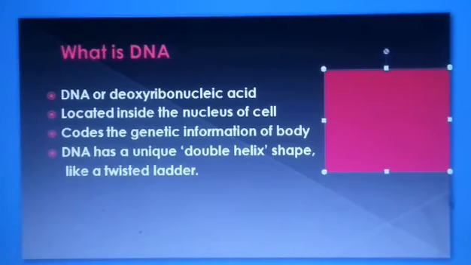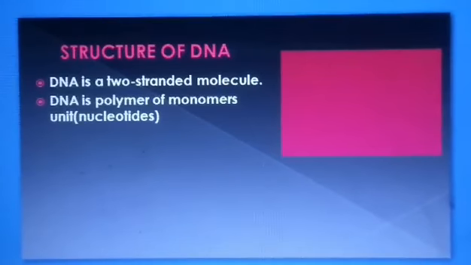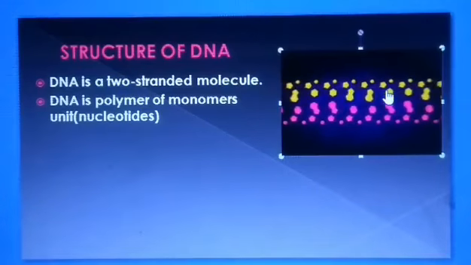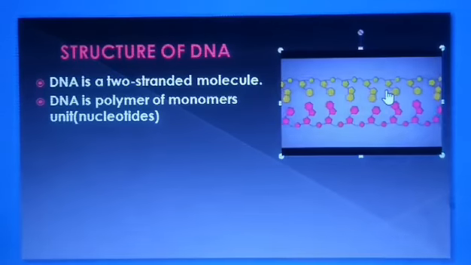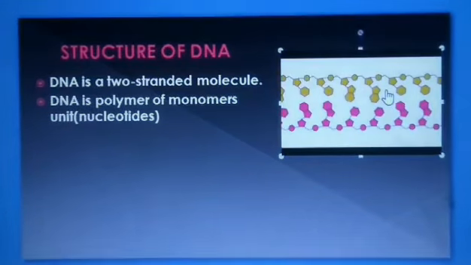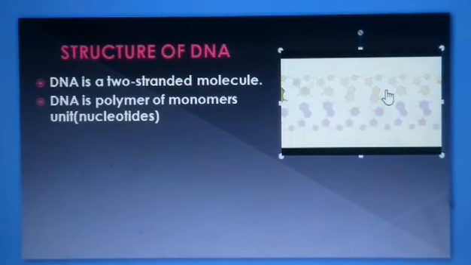So next is the structure of DNA. Now most of you are familiar with the double helix model of DNA. If you untwist or unfold the double helix structure of DNA, you can clearly see that DNA is a two-stranded molecule, which is a polymer of many repeating monomer units known as nucleotides.